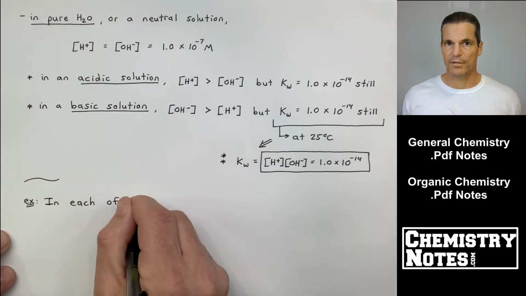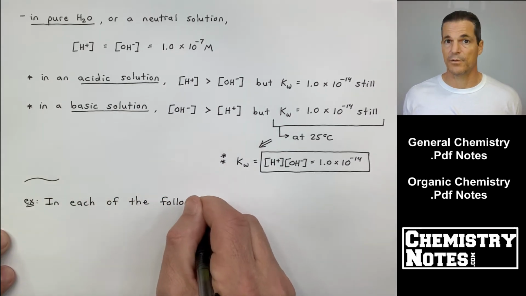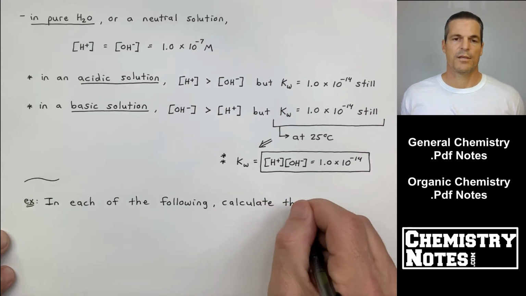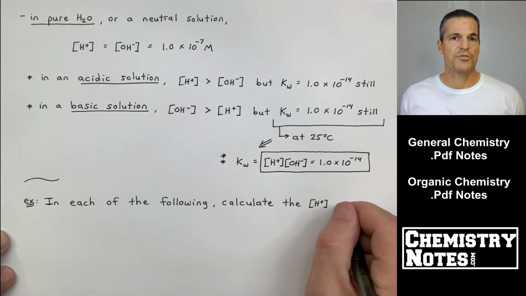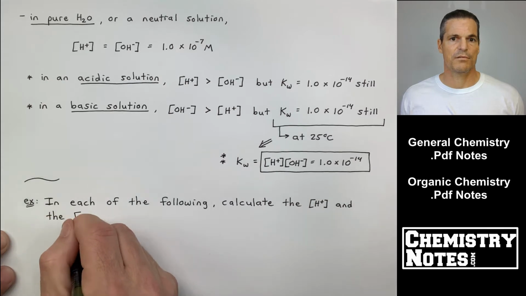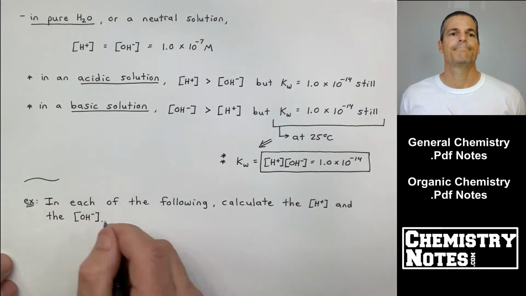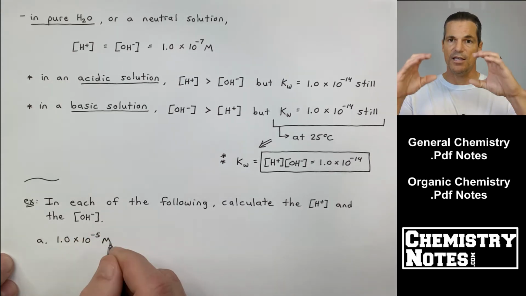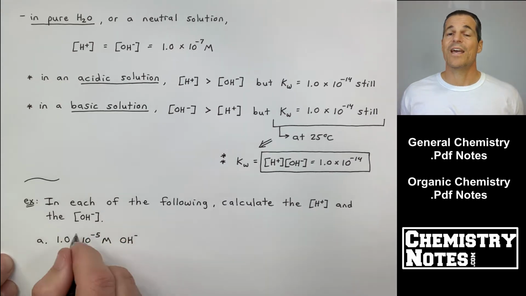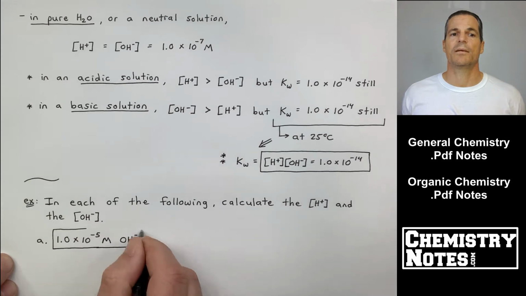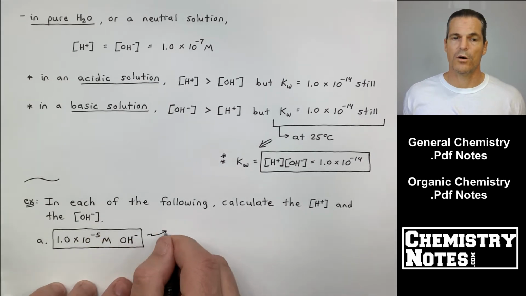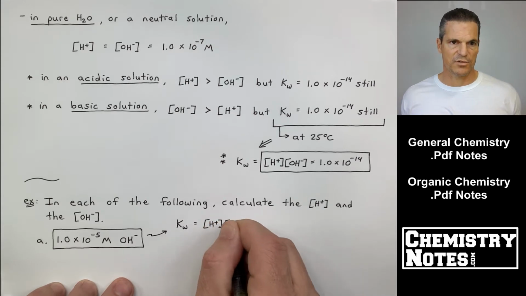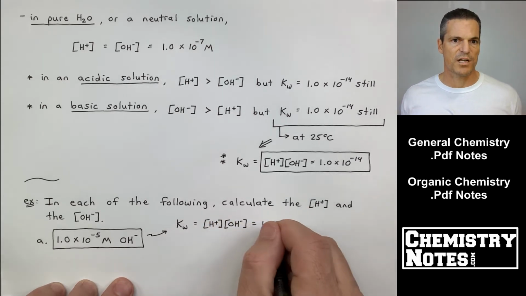Speak of the devil. Here's an example problem that's going to want us to do a calculation. So it says, in each of the following, calculate the hydrogen ion concentration, H plus in brackets, and the OH minus concentration. So that's OH minus in brackets, all right? So A says 1.0 times 10 to the minus 5 molar OH minus. So they've given us the OH minus concentration.